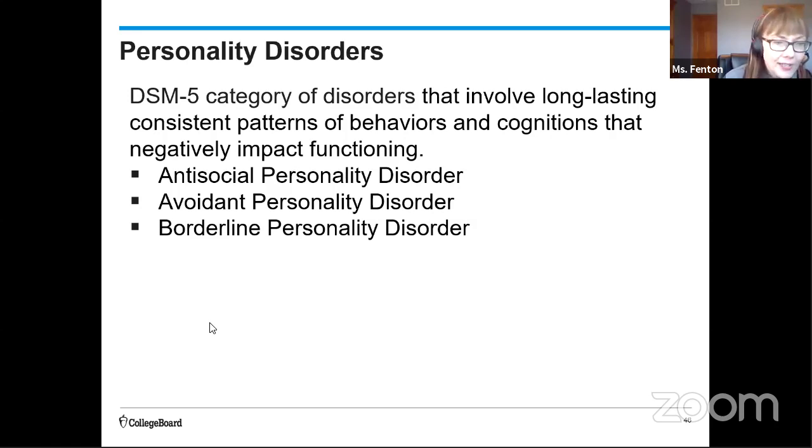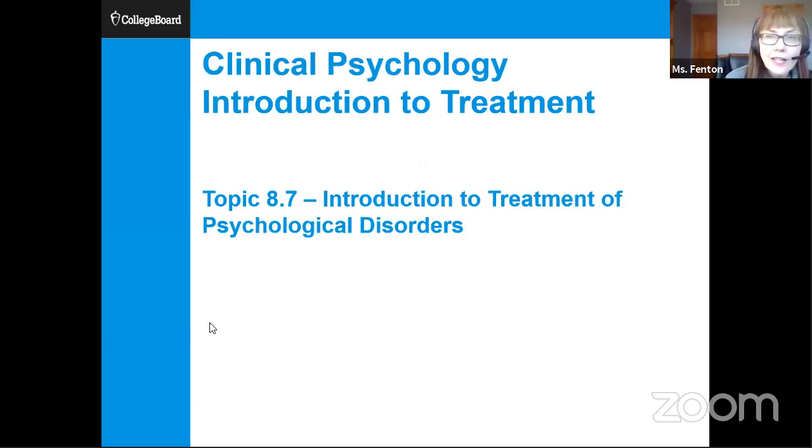And finally, we have borderline personality disorder. These are people who have difficulty with relationships and highly unstable moods, self-image, lots of impulsiveness, and a tendency towards potentially self-destructive behaviors. And like I said, there are many more examples of personality disorders that you can research later. Okay, just a quick introduction today into treatment, and we're going to talk about treatment more in tomorrow's lesson.